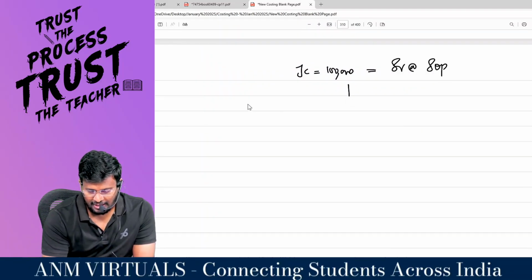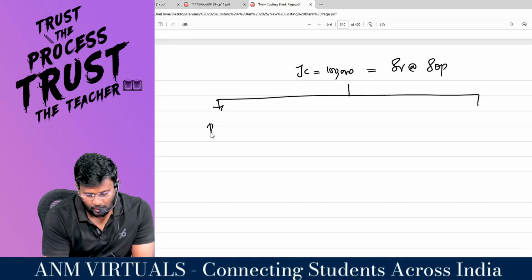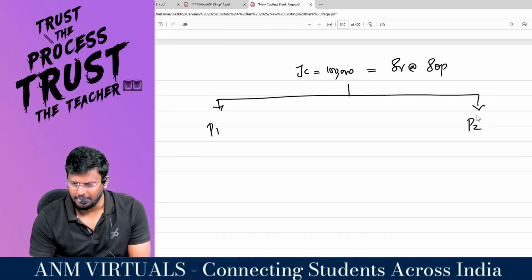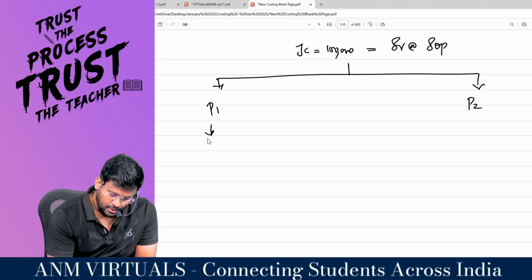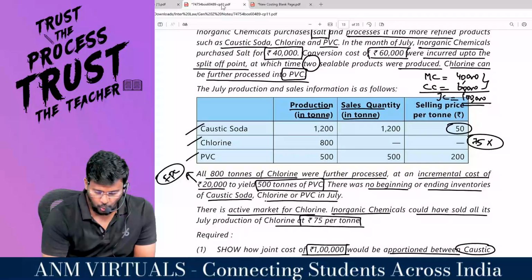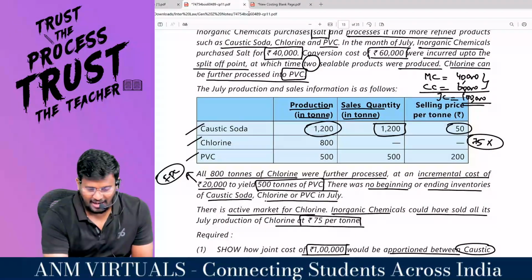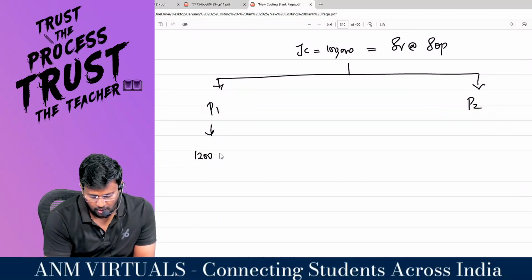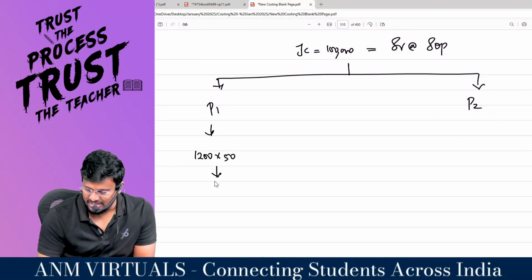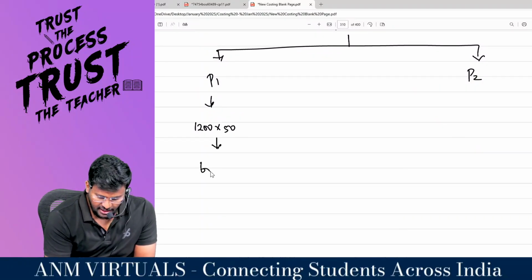So it is classified into two categories, product 1 and product 2, whatever name you write in the exam. Product 1, how many units? 1200 tons. You sold 1200 tons at the rate of 50 per ton. So 1200 into 50 comes to what sale value? 60,000 is the sale value.